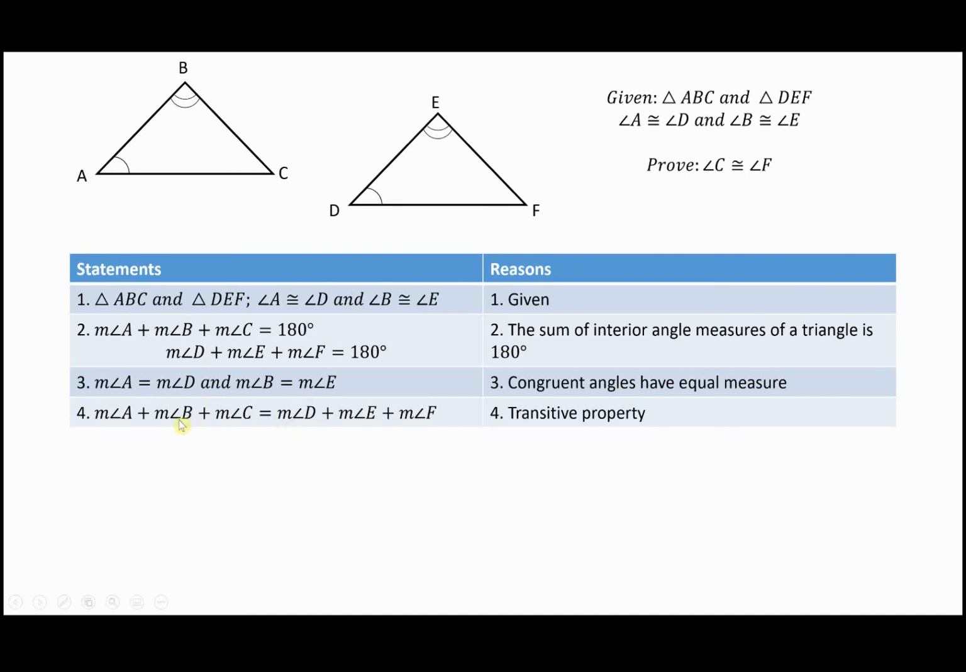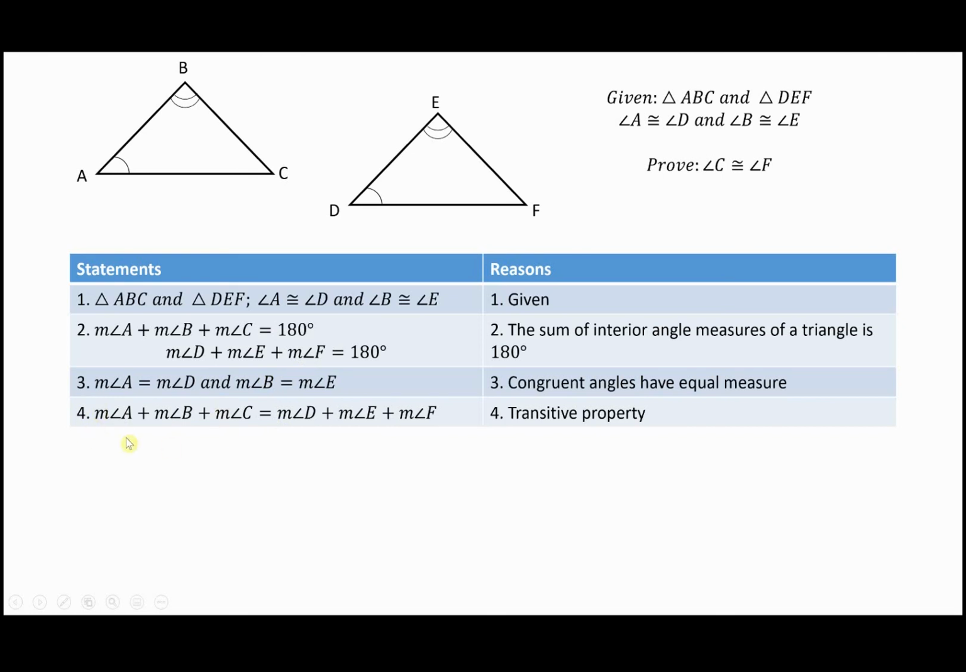So just to be clear, I am taking the two equations that are given in the second statement and noticing that they're both equal to the same thing, the 180 degrees. So therefore, the 180 degrees is acting as like a middleman linking together these interior angle sums. So that's how I am using the transitive property to make the claim in the fourth statement.